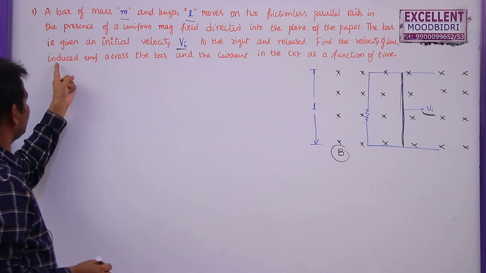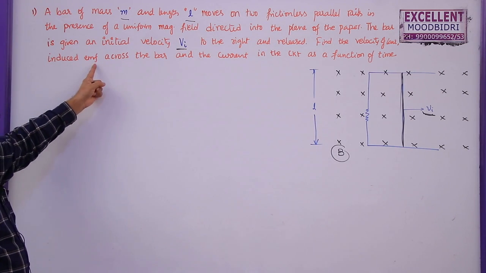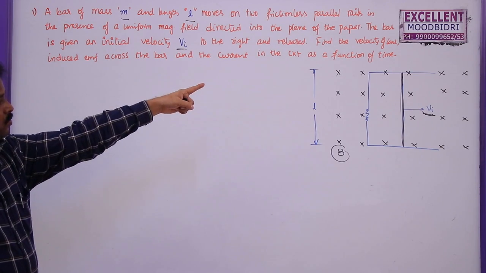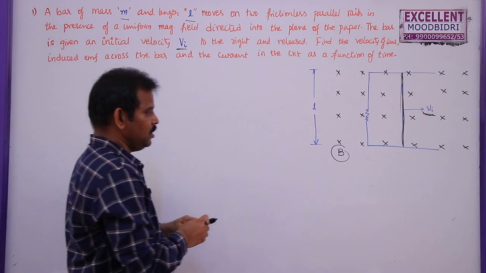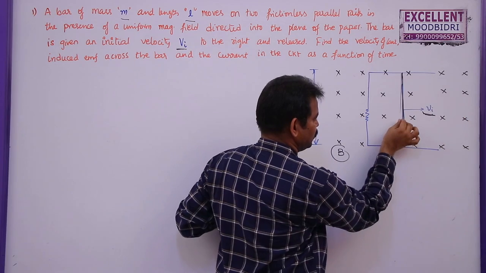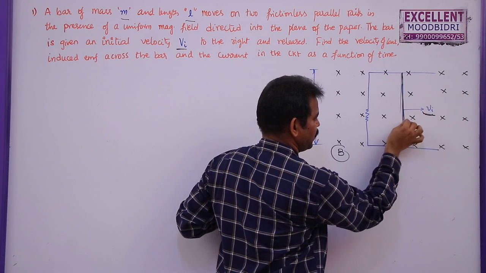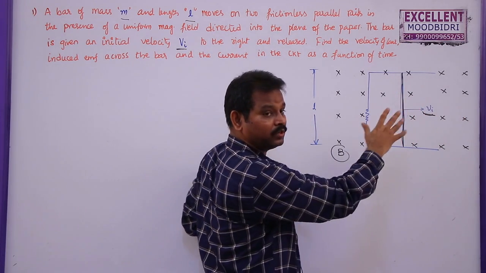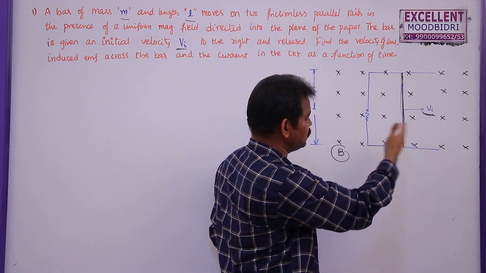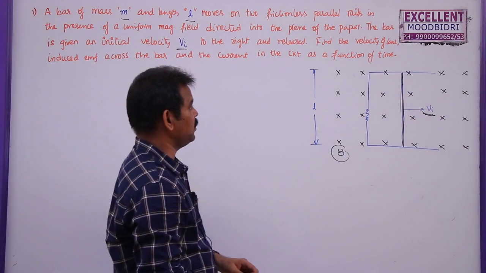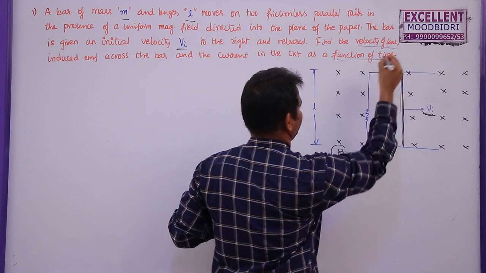Find the velocity of the bar, induced EMF across the bar and the current in the circuit as function of time. Here it is not pulled continuously, it is just moved with some initial velocity Vi, after that it is released. So whether it moves, whether it stops, whether it comes back, we will check it and we will find the velocity of the bar as a function of time.